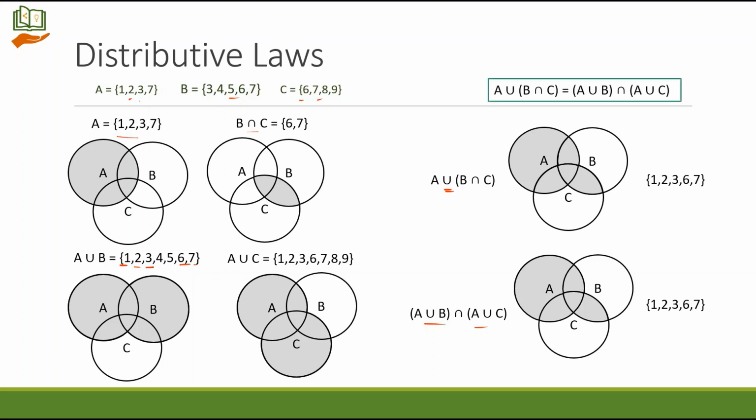From this we can conclude A union B intersection C is equal to, apply this union to B first, take the intersection out, then apply the union to C next. So A union B, A union C, this intersection comes out in common. This is what we tried to prove in this Venn diagram.